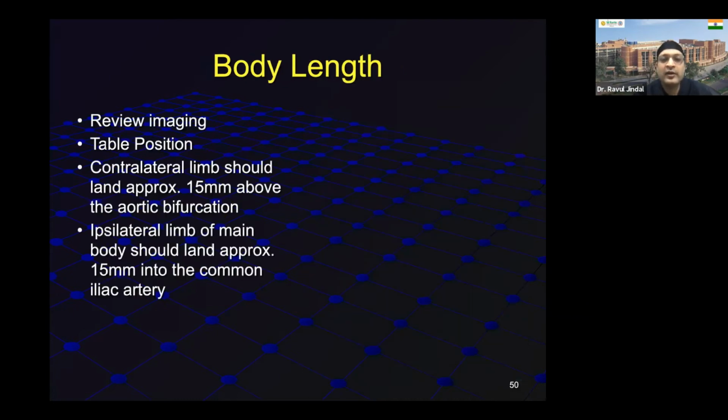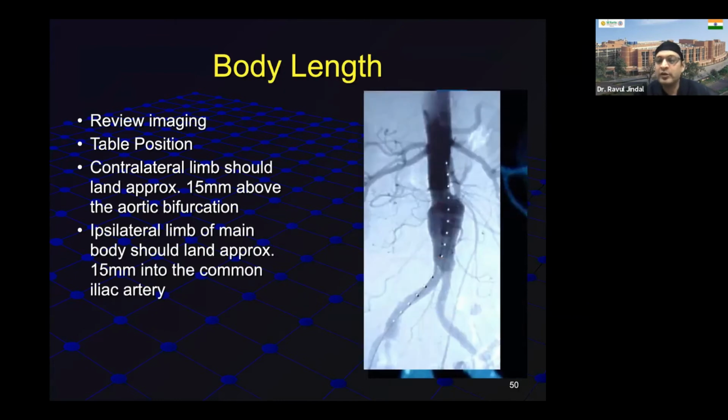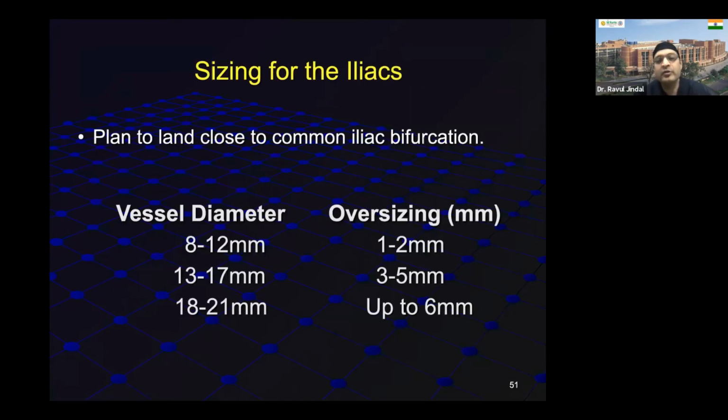When we look into the body lengths, we measure different lengths. One is from the renal arteries up to the aortic bifurcation, and then from the aortic bifurcation to the internal iliacs on both sides, and then decide what will be the length of the devices we are going to use. We can also use a pigtail marker during the operation in this case, and then exactly decide the size of the body which we are going to use.